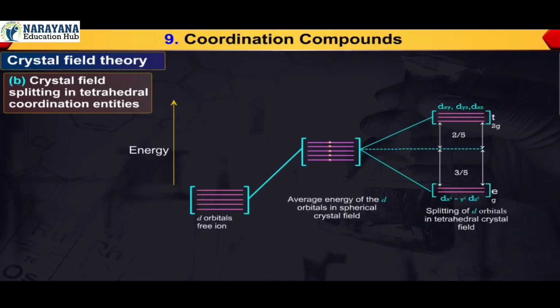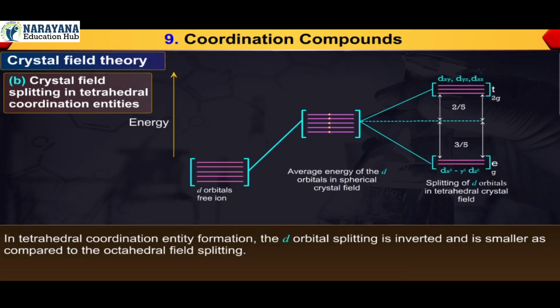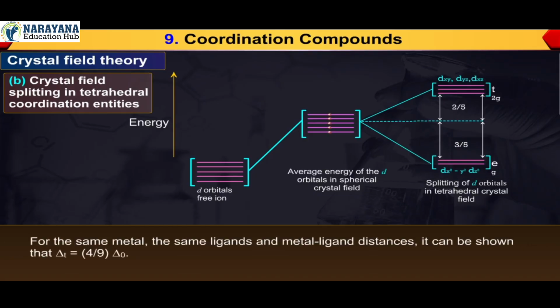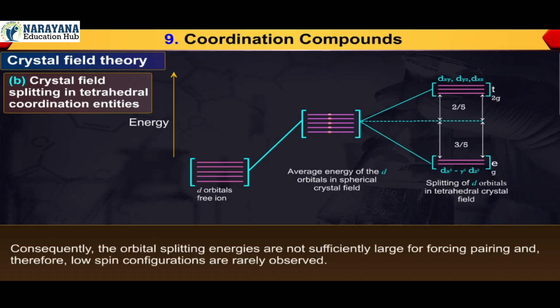B. Crystal field splitting in tetrahedral coordination entities. In tetrahedral coordination entity formation, the d orbital splitting is inverted and is smaller as compared to the octahedral field splitting. For the same metal, the same ligands and metal ligand distances, it can be shown that delta t is equal to 4 by 9 delta 0. Consequently, the orbital splitting energies are not sufficiently large for forcing pairing, and therefore low spin configurations are rarely observed.